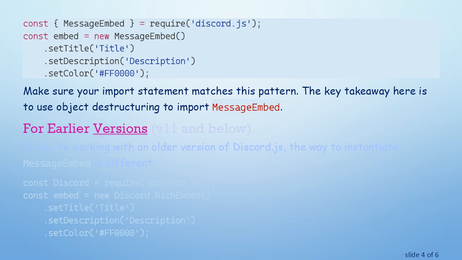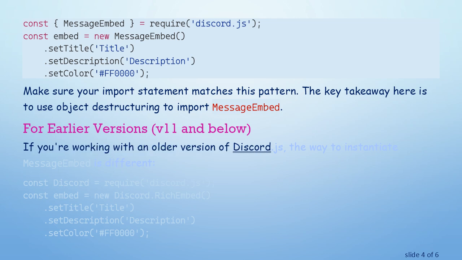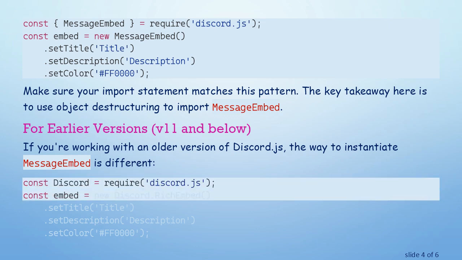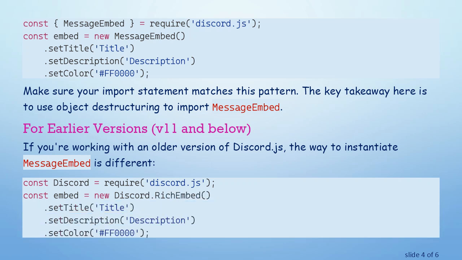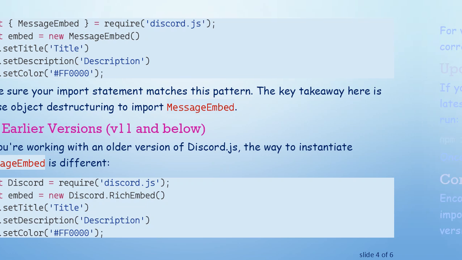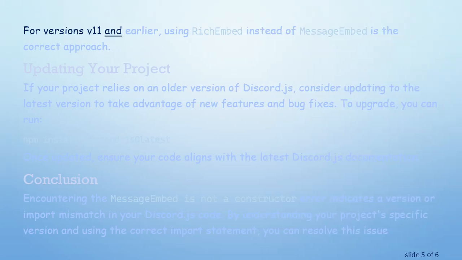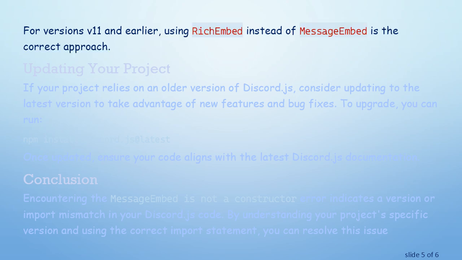For earlier versions, v11 and below. If you're working with an older version of Discord.js, the way to instantiate MessageEmbed is different. For versions v11 and earlier, using RichEmbed instead of MessageEmbed is the correct approach.